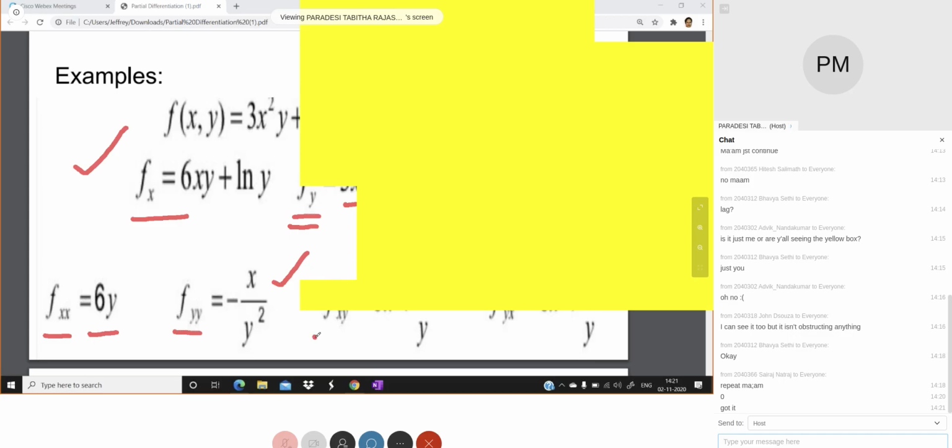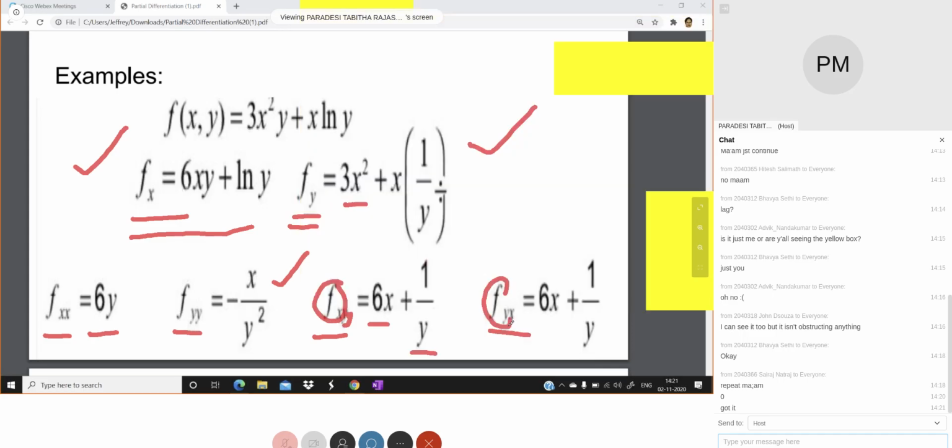Now we want to find fxy. So we go to fx and then differentiate fx with respect to y to get fxy. So go to fx, differentiate this with respect to y. Derivative of 6xy with respect to y is 6x. Derivative of log y with respect to y is 1 by y. So that is about fxy. Next, we want to find fyx, the derivative of fy with respect to x. So partially differentiate fy with respect to x.